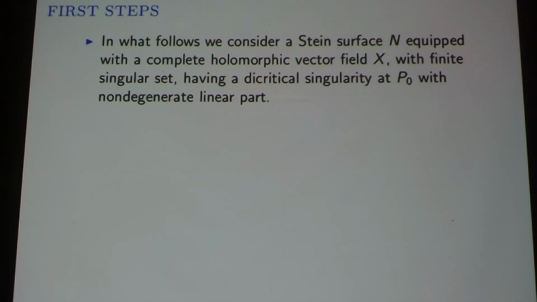So in what follows, just to fix the ideas, we have our Stein surface. It's not a normal analytic space, it's a real surface. And X is a complete holomorphic vector field. We want to assume that it has finite singular set, and it has what we're going to call P0, the critical singularity with the linear part non-degenerate.